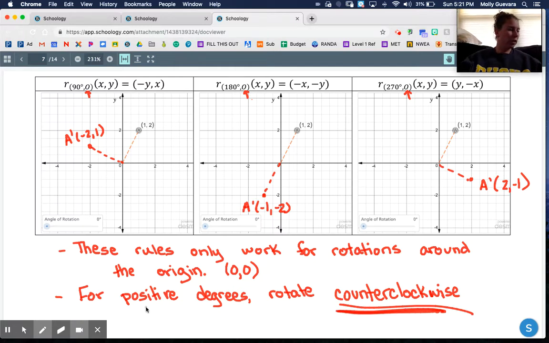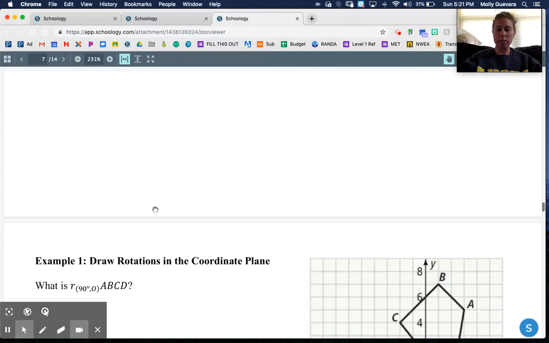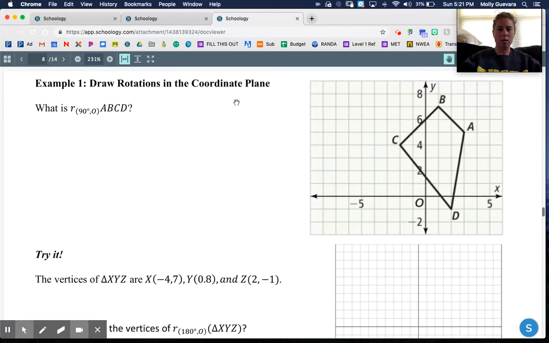Okay, so what we're going to do is we're going to look at 4 examples here, and then we're going to be done. So it's pretty quick. And we're going to keep these rules in mind. And if you need to go and look at your notes and go back and forth on the pages when we're doing this, totally fine. Okay. So here, we're going to practice. It says, what is the rotation of 90 degrees around the origin of ABCD? So here's ABCD. So I'm rotating around the origin. And I'm rotating 90 degrees.